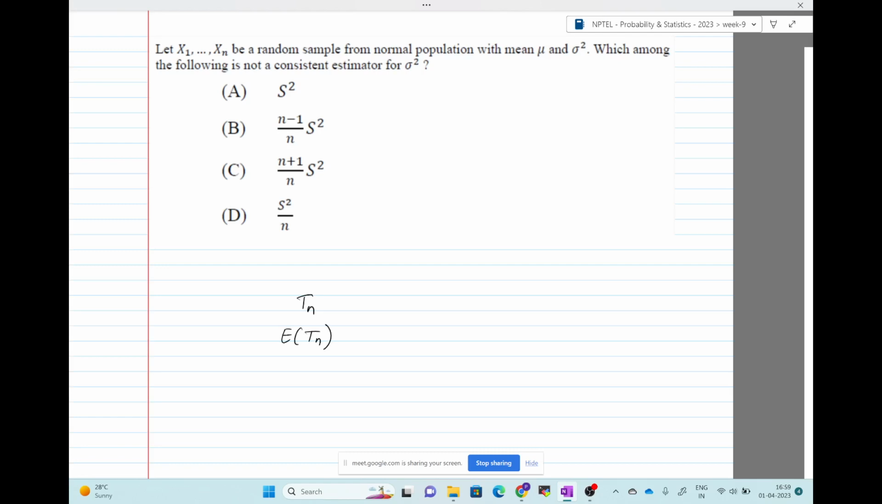Expectation of Tn tends to theta, and variance tends to 0 as n tends to infinity. So theta n should tend to theta, and variance of Tn should tend to 0. Is that correct? Just like this.